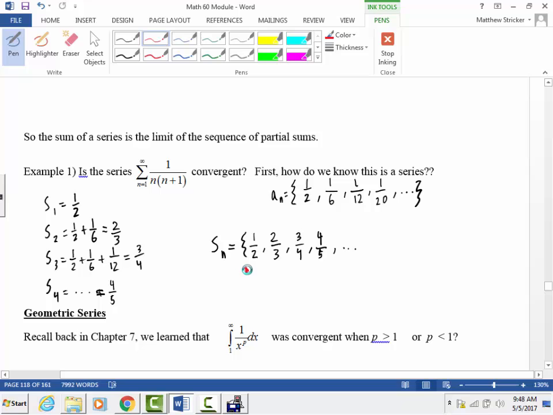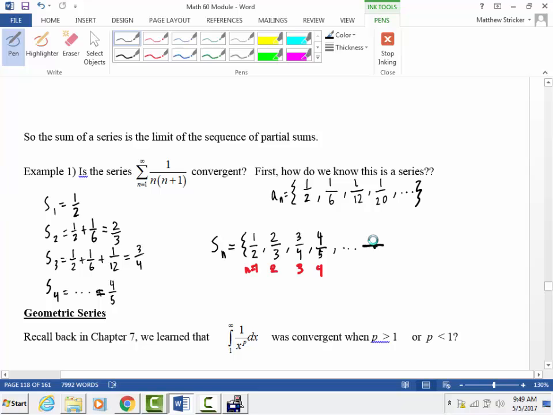This first term was when n was equal to 1. This was 2. This was 3. This was 4. Did we come up with a general formula? Well, isn't that the general formula right there? No. This is the formula for the terms of the sequence.